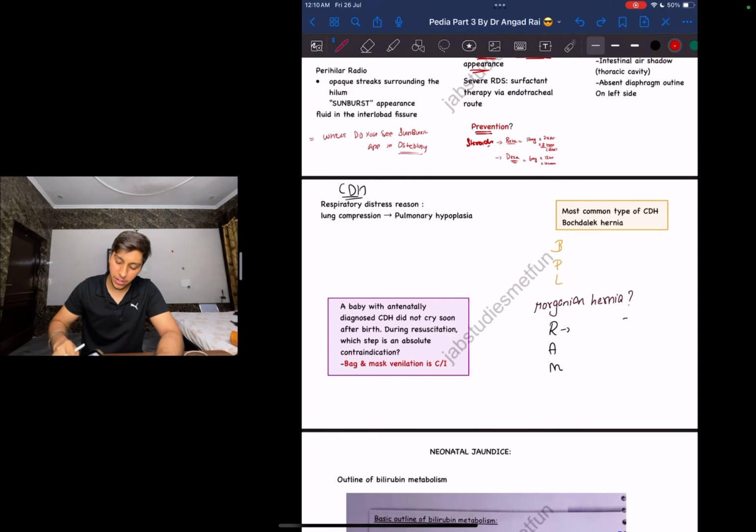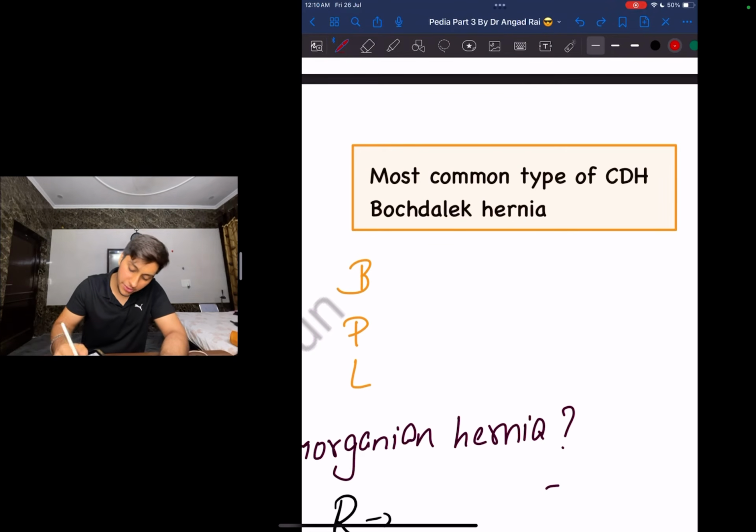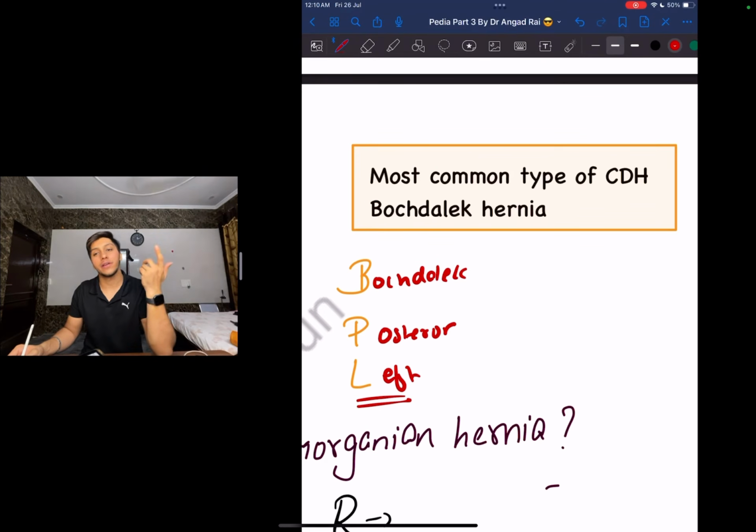So here is a mnemonic, like how we have Indian Premier League, Bangladesh has BPL, Bangladesh Premier League. So remember this that way. Bochdalek is posterior in location on the left side. So left, posterior, lateral will be there, even lateral also, L will be left and lateral as well. Okay, so remember Bochdalek as BPL, Bochdalek posterior left.